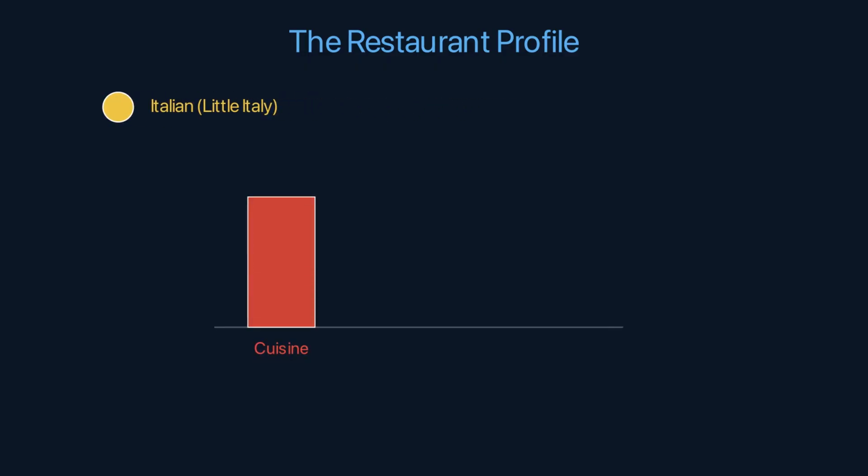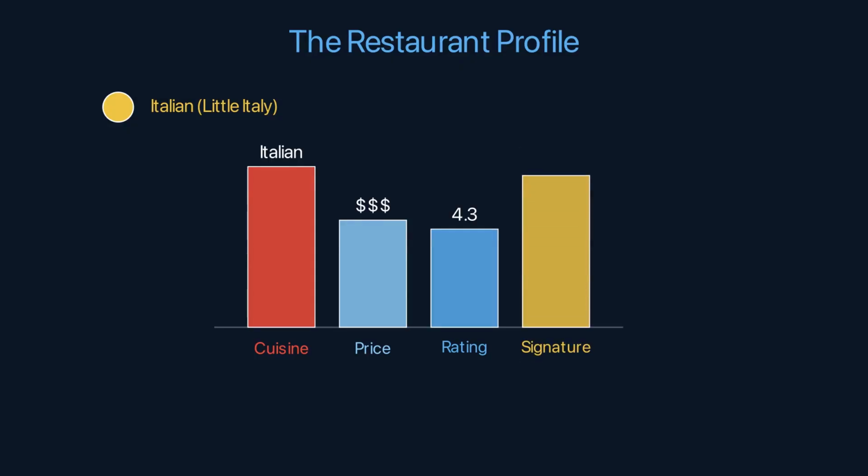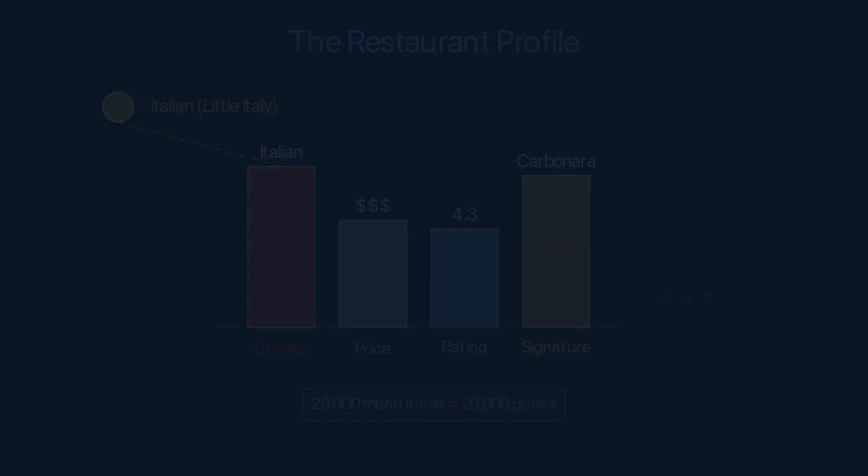Every restaurant has a detailed profile, a feature vector. Cuisine type: Italian. Price range $30 to $50. Signature dish: cacio e pepe. Rating 4.3 stars. In single-cell biology, this profile is the gene expression vector, 20,000 genes measured per cell. Seurat reads each restaurant's profile independently. No consideration of what's next door. No connections between restaurants. Just menus, read one at a time.